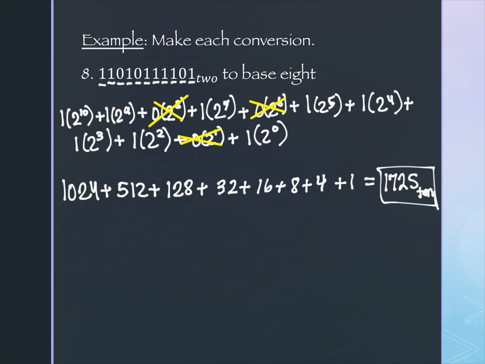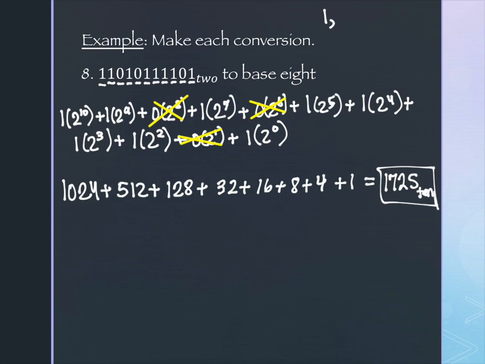Okay, this is my intermediate step, but I feel like boxing it in because we've accomplished something. 1,725. But I need to put it in base 8. Okay, the next step's going to be faster, much faster than that one, okay? I need powers of 8. Let's write them down at the top or over the side here maybe.